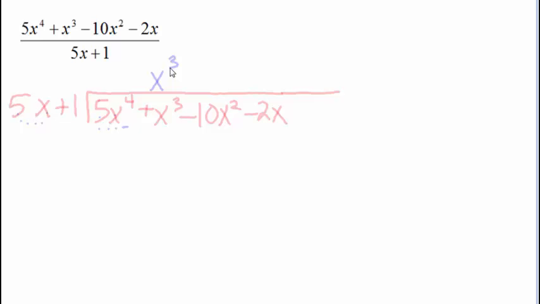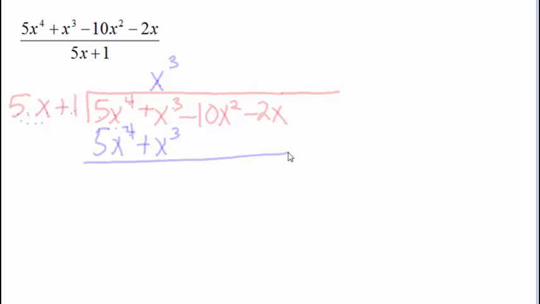Now, anytime you get a term up above that'll be part of your answer, you'll always want to immediately distribute it by the thing you're dividing by. So x cubed times 5x would be 5x to the fourth. And x cubed times 1 would be x cubed. I'm going to line up the powers. The fourth goes in the fourth power column. The third power goes in the third power column.